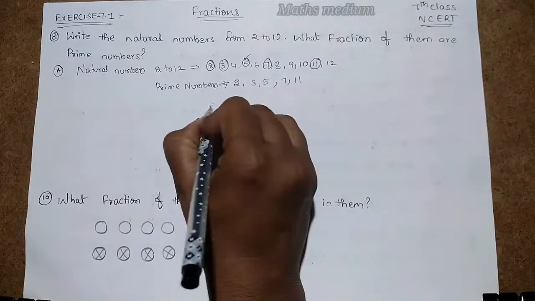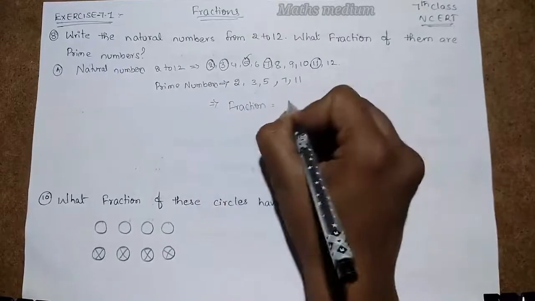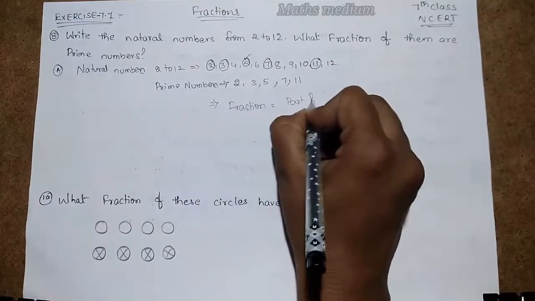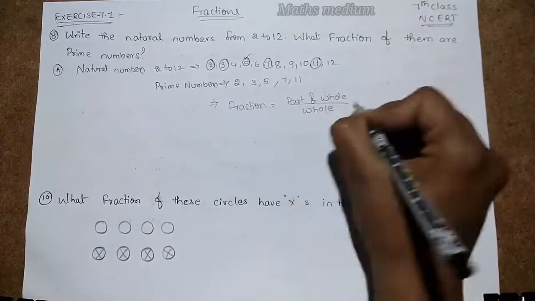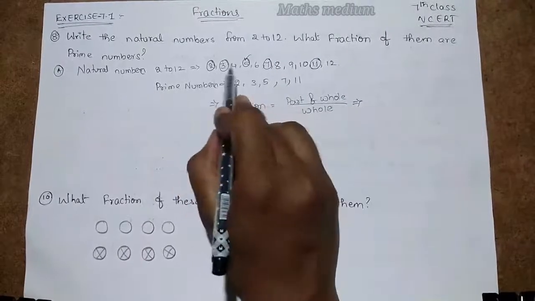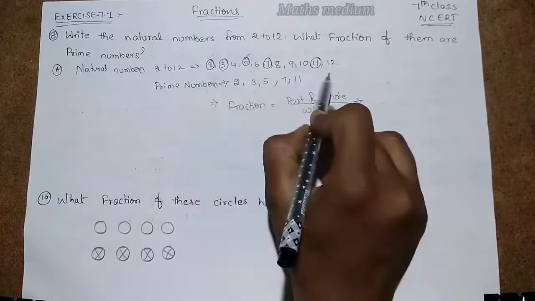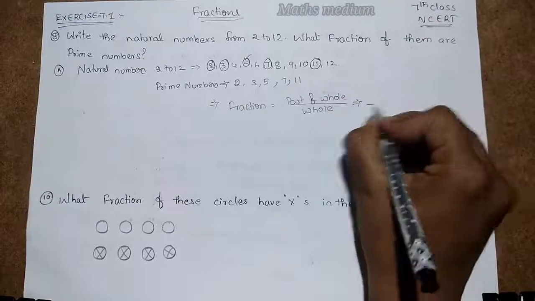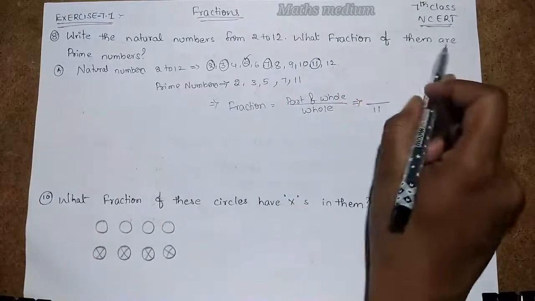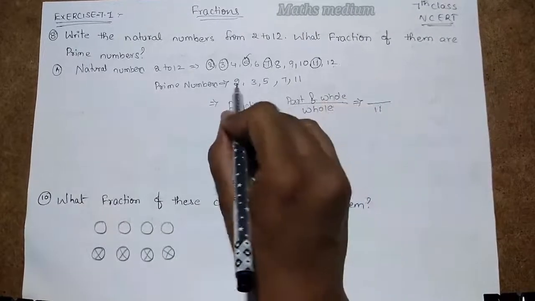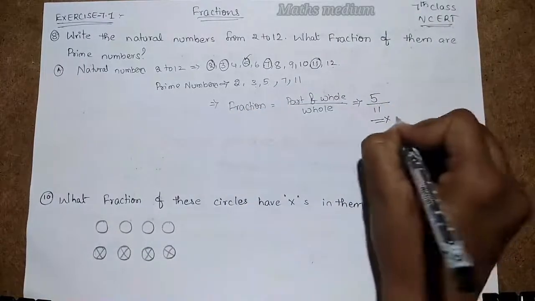So we have to represent fraction as fraction equal to part of whole divided by whole. So here the part is 5 and the whole is these numbers 1, 2, 3, 4, 5, 6, 7, 8, 9, 10, 11. So we have to take part of a whole. So we have to write the prime numbers as a fraction. So 1, 2, 3, 4, 5. These are the 5. This is the answer for this question.